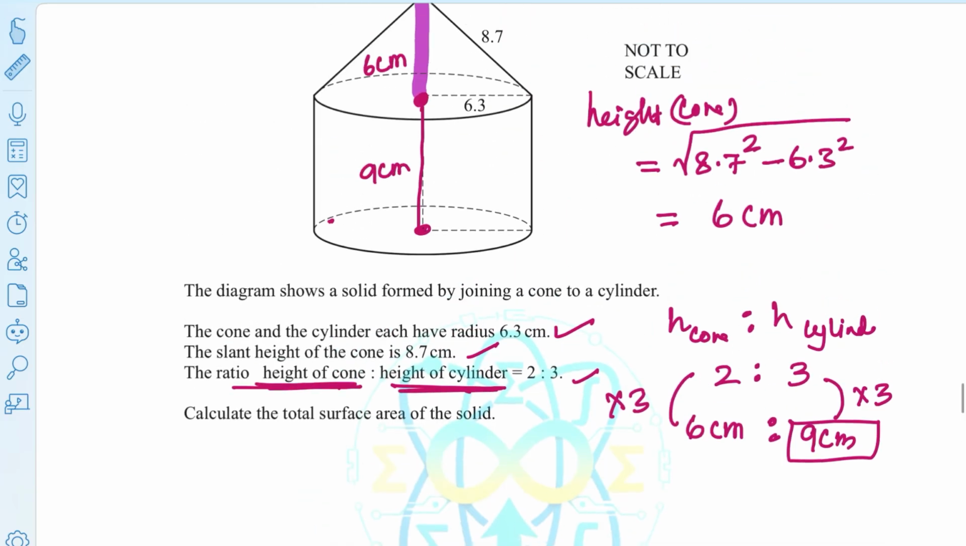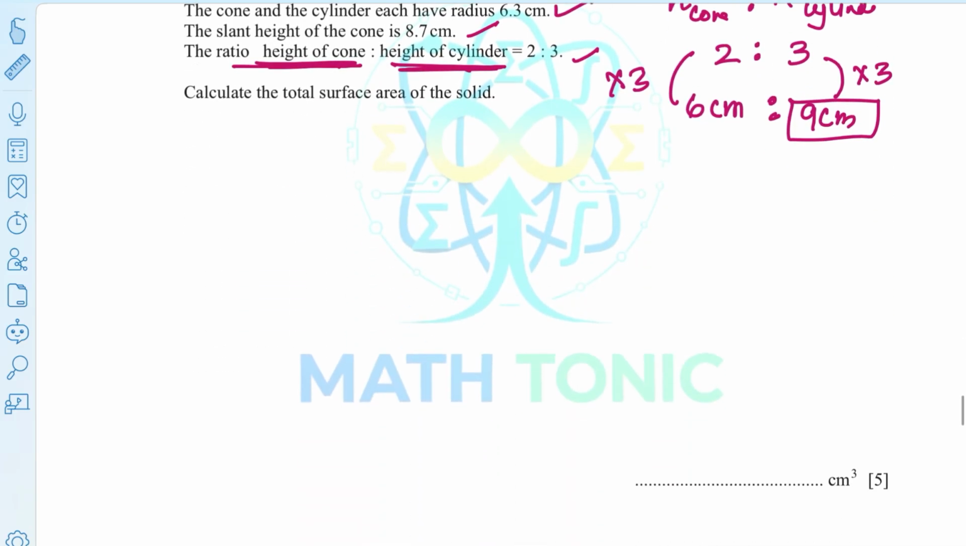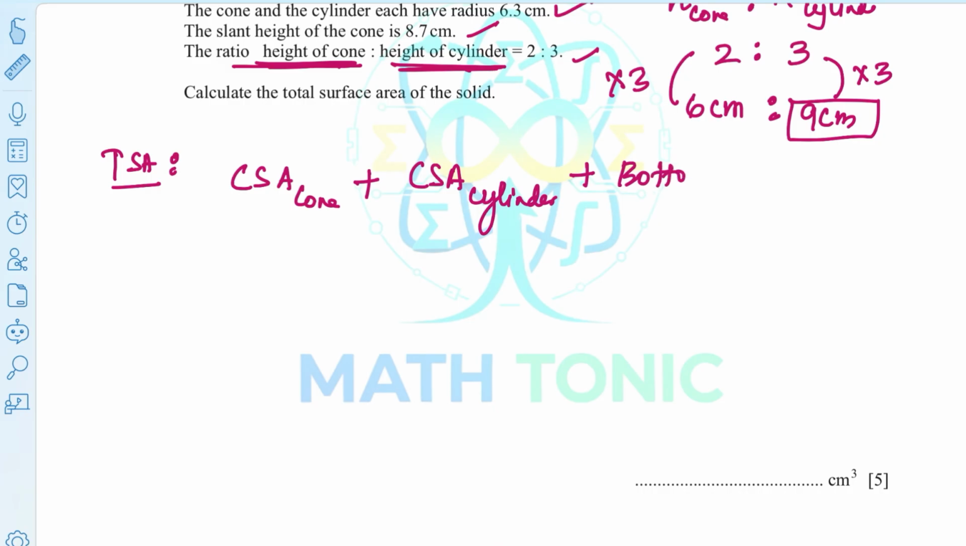This one we got 9 centimeter. Is it okay? Right? Now how to find total surface area? So total surface area of the cylinder means how to find it? So we can say curved surface area of cone, right, plus curved surface area of the cylinder, right, plus we can say the bottom area. That means we can see the circle one.